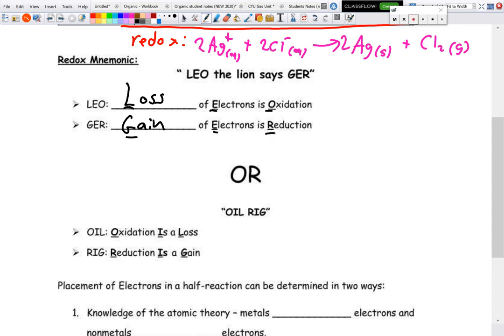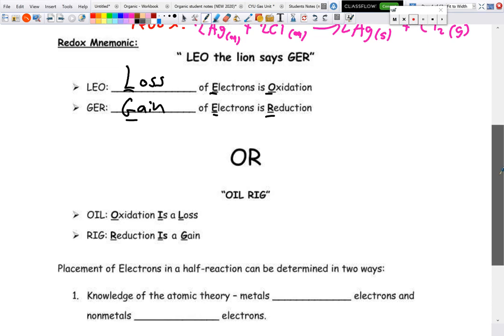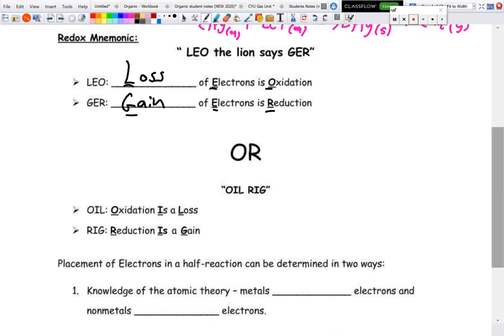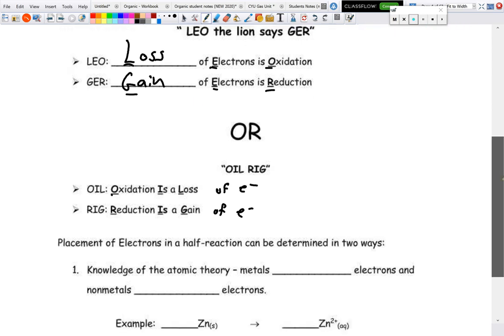So that's one mnemonic phrase you can remember, or you can remember OIL RIG, O-I-L-R-I-G, where in OIL, oxidation is a loss, of course, of electrons. And in RIG, reduction is a gain, of course, of electrons. So whichever mnemonic phrase will help you get these processes of oxidation and reduction stuck in your head, you can use either one, or if you can think of one on your own, you can as well.